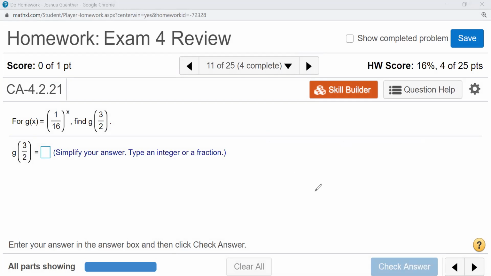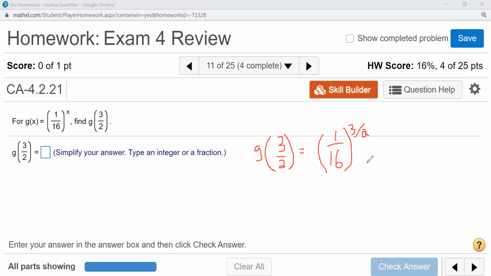This next one's going to be rock simple. g of x is 1/16 to the x, g of 3 halves. So g of 3 halves, well, that's going to be, we plug in 3 halves for x. So that's going to be 1/16 raised to the 3 halves power. One over 16 to the 3 halves power.